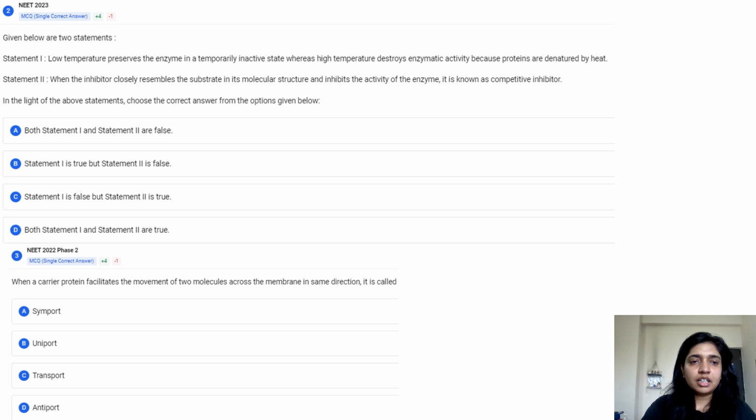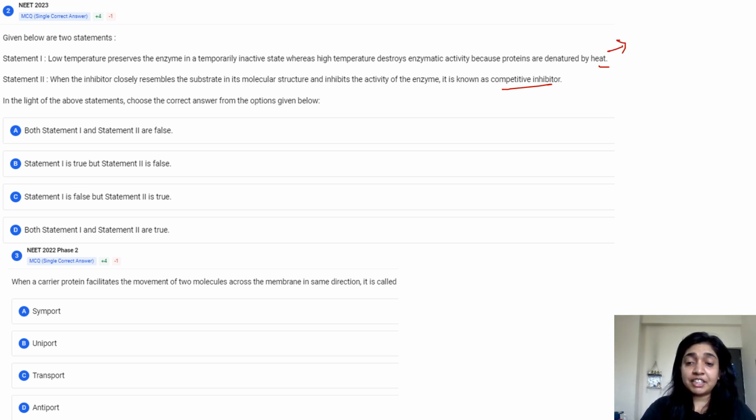Moving ahead, low temperature preserves the enzyme in a temporarily inactive state, whereas high temperature destroys enzymatic activity because proteins are denatured by heat. When the inhibitor closely resembles the substrate in its molecular structure and inhibits the activity of the enzyme, it is known as competitive inhibitor. Alright, so this is true.